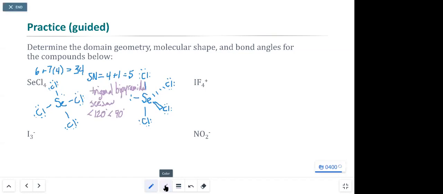All right, let's take a look at another example. Let's look at the IF4+. So with IF4+, we've got 7 electrons for the iodine. We've got 7 for each fluorine, and there are 4 of them. But we are missing 1 electron because the positive charge takes an electron away. So again, 34 is our electron count.